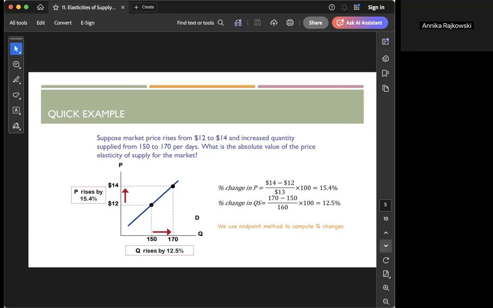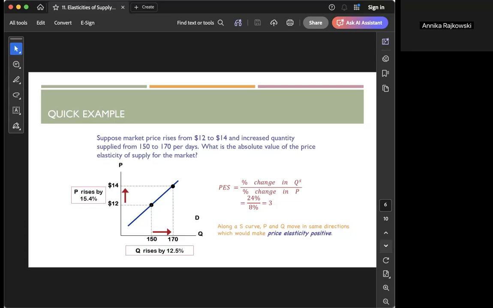So let's see. Now we plug everything into the formula. So elasticity equals 12.5% divided by 15.4%. That gives approximately 3. What happened? I'm sorry, I haven't updated. But that gives us approximately 0.81. The slides haven't updated. I'm sorry. I changed the questions by myself and forgot to update it.